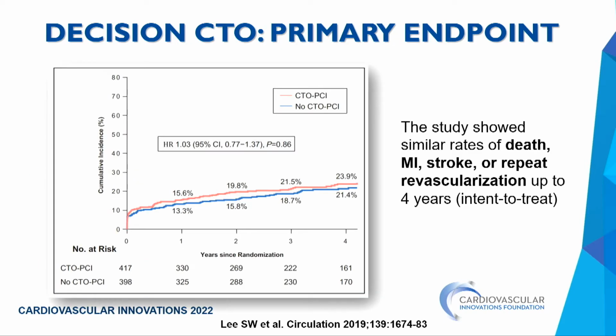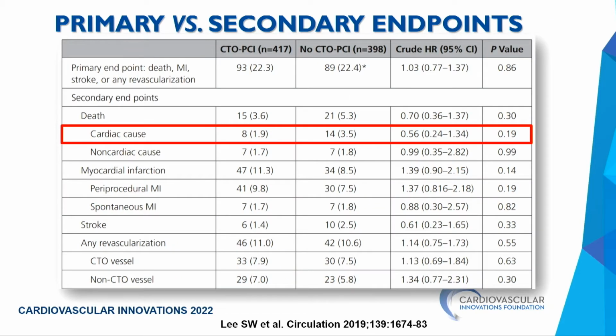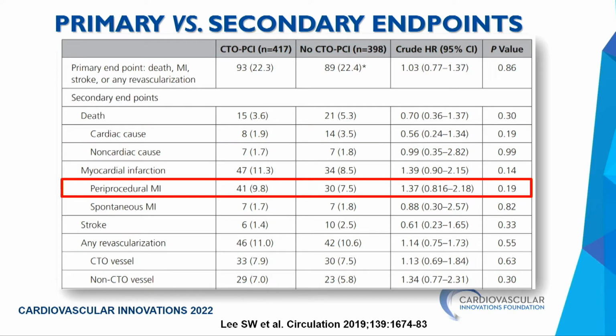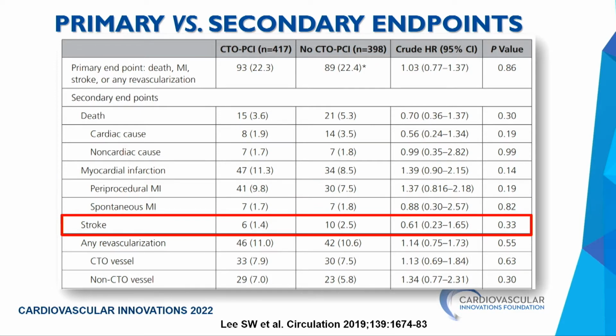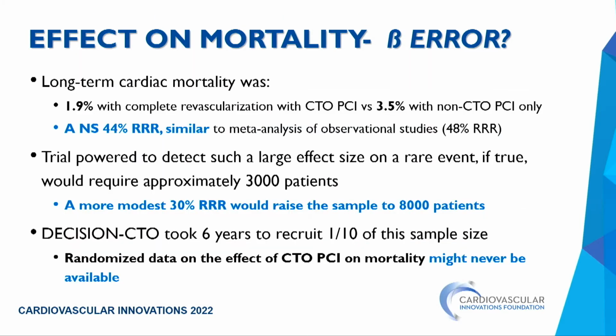The study showed similar rates of death, MI. But if you look, the devil's in the detail. Look at the cardiac mortality, 1.9 versus 3.4. This is a 44% reduction in mortality, exactly like in the meta-analysis of observational data. When you look at peri-procedural MI, that's what's driving it, a bit more with CTO PCI. Funny enough, stroke does not seem to be caused more by CTO PCI. At least it's numerically lower.